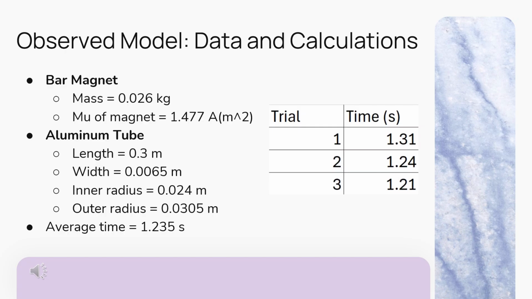The bar magnet mass was 0.026 kilograms, and the mu of the magnet was 1.477 amperes times meters squared. For the aluminum tube, the length was 0.3 meters, the width was 0.0065 meters, the inner radius was 0.024 meters, and the outer radius was 0.005. The average time was 1.235 seconds, and there's a table of the times right there.